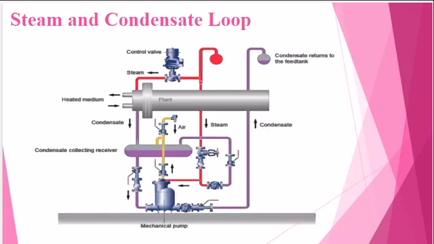Steam and condensate loop. The steam and condensate loop is the complete flow process from steam generation to condensate return. This closed-loop design recycles condensate, minimizing water and energy loss. Essential components include steam traps, return lines, and pumps. Efficient condensate recovery lowers fuel and water costs, making a balanced loop crucial for high performance.